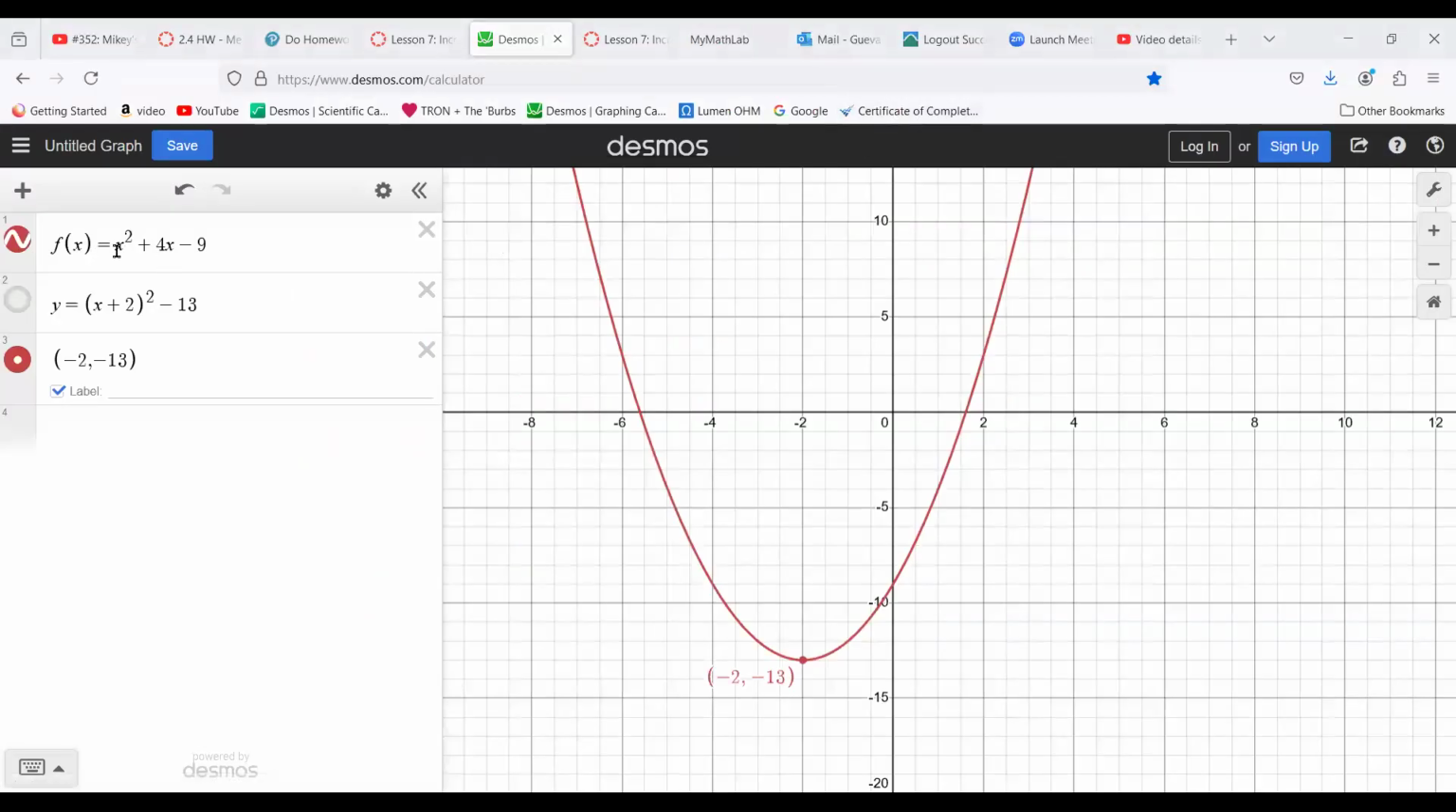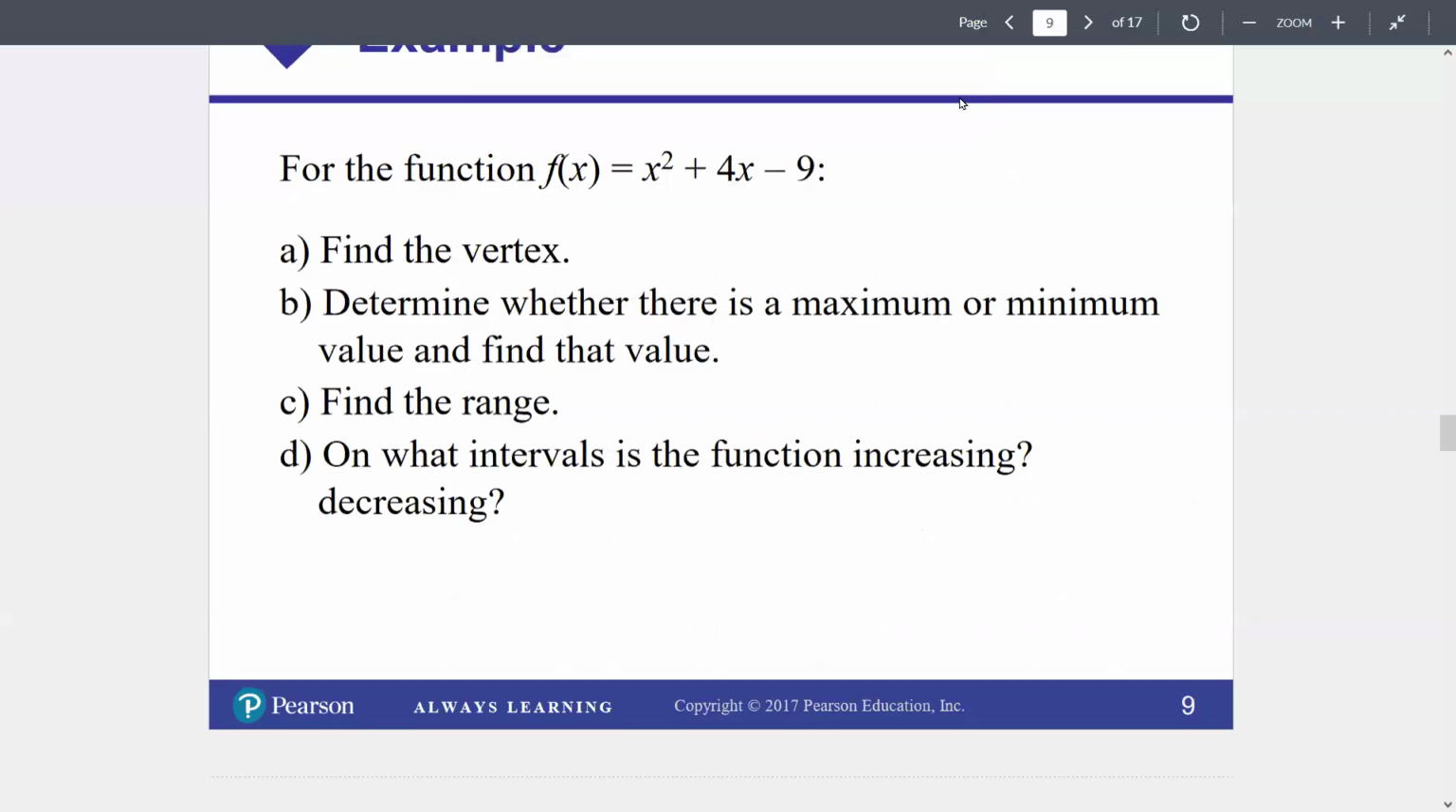Just to show you, the original equation is x squared plus 4x minus 9. As you see, I did graph the vertex, that is where it is, negative 2, negative 13. I'm going to click on my other graph, as you see, red to green. This is the same function in vertex form, x plus 2 squared minus 13. So we said the vertex was negative 2, negative 13, and that this could also be rewritten as x plus 2 squared minus 13.